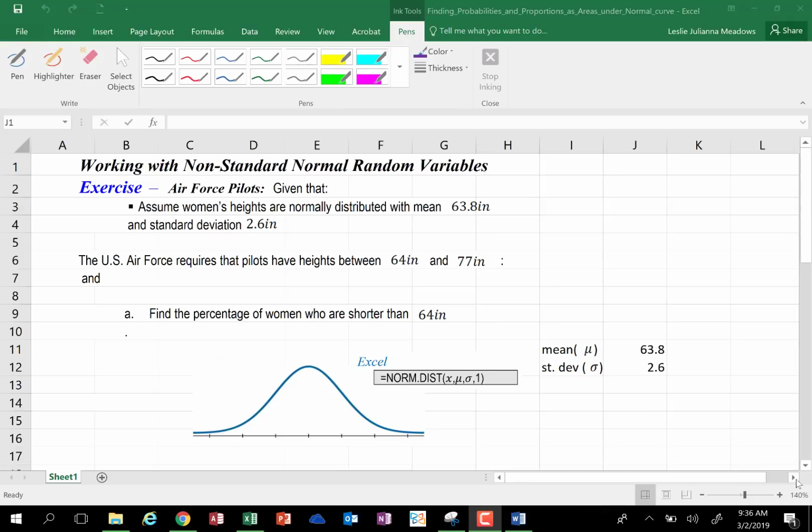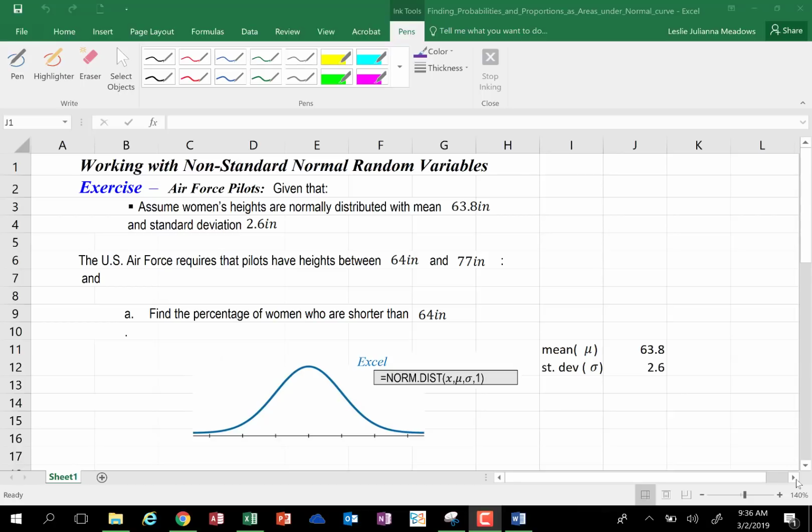Hi everyone, this is Dr. Meadows, and in this video we will find probabilities and proportions as areas under the normal curve. Specifically, this video is about using Excel to do just that.